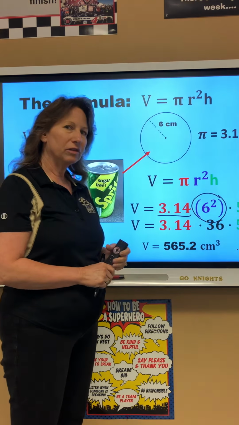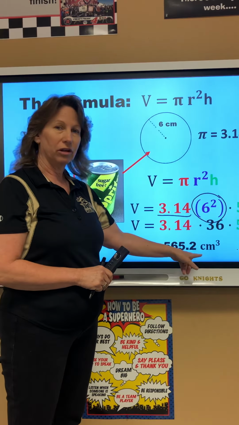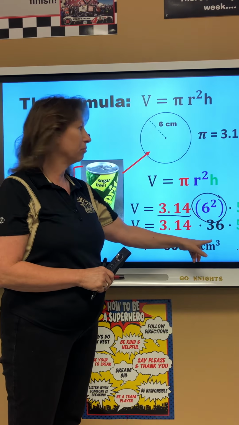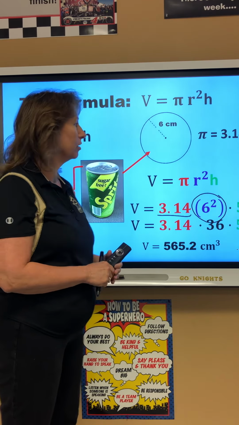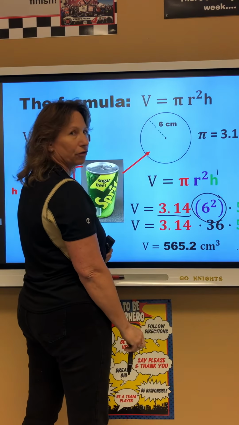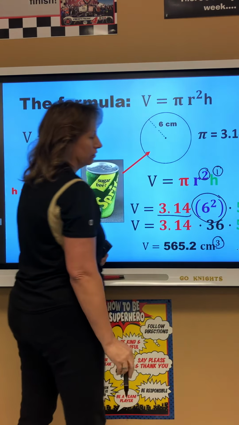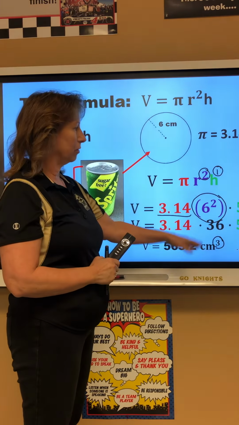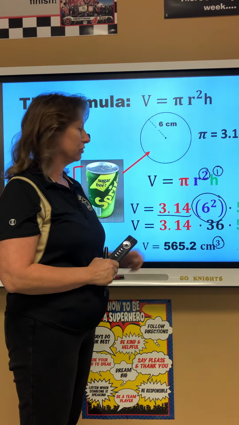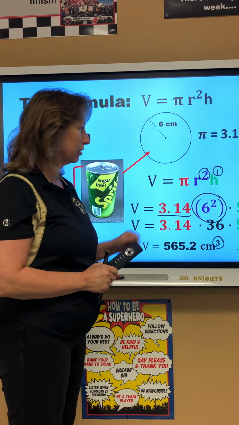Now, you're going to notice that when you find volume, we cube the units, or units to the third power. That's because in your formula, you're taking r squared times h to the first, and 2 plus 1 is 3. So you always have to cube. Anytime you find volume, your units are always in cubic centimeters or cubic inches or whatever it is that's labeled.